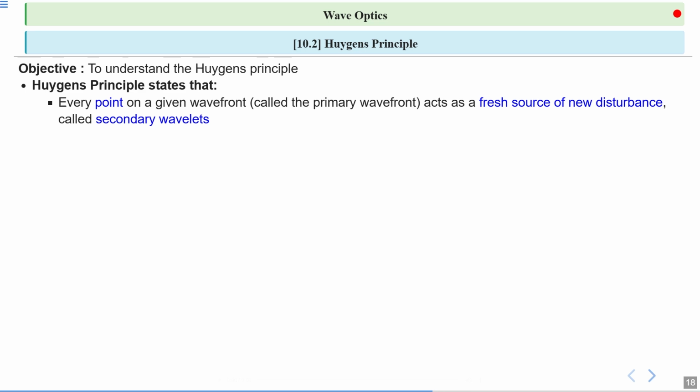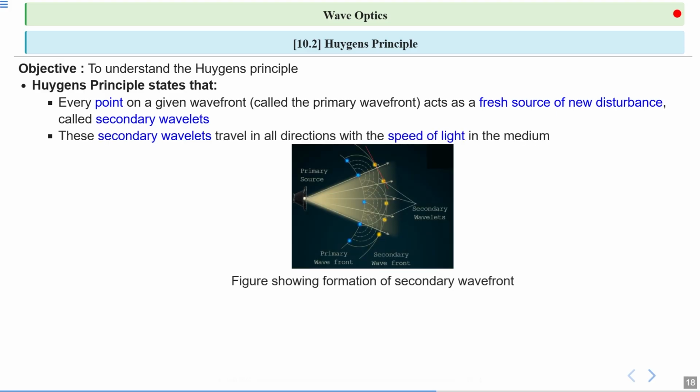Now let's delve deeper into the idea of secondary wavelets. Every point on a given wavefront, called the primary wavefront, acts as a fresh source of new disturbance called secondary wavelets. Each point on the primary wavefront generates these wavelets, which travel in all directions at the speed of light in the medium.